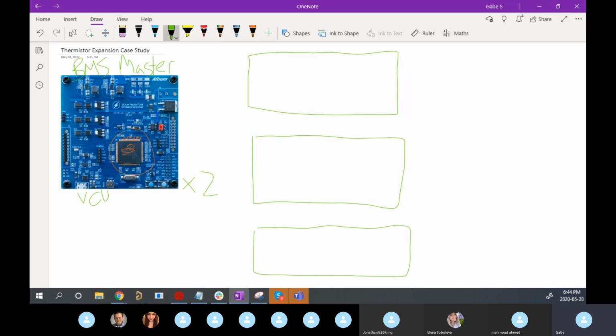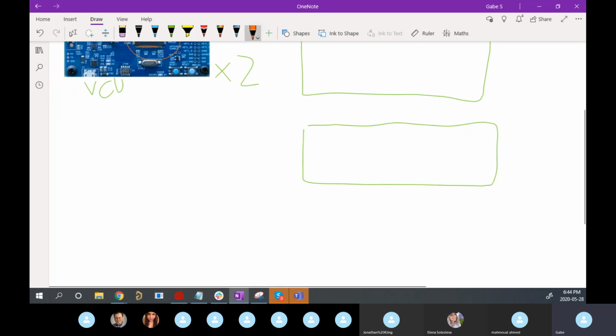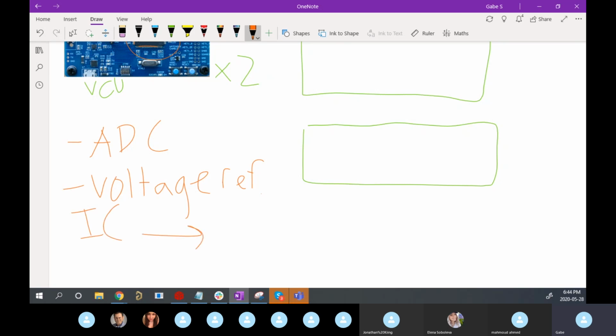So the way that the thermistor expansion board works is, like we said, we have an external ADC that does all of the conversion from analog to digital for us, which is nice. We also have a voltage reference IC. We talked about that before. Voltage ref IC. That actually defines for us an analog voltage reference, which would mean the maximum voltage that the ADC can sample, right? Analog voltage reference of 3 volts.